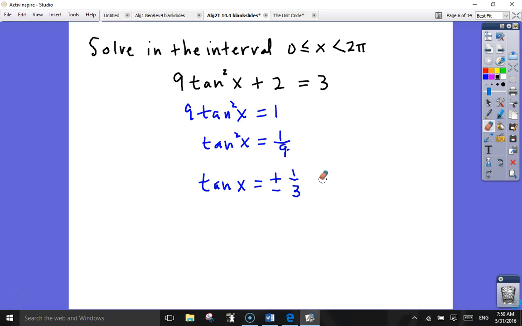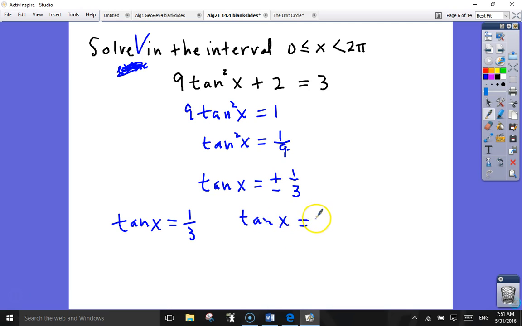So I don't think I said exactly, but I should have said exactly on here. Solve exactly. Or actually, this one, no. No, this is not a solve exactly. I just cross it out. Okay, so that means either tan x equals 1/3 or tan x equals negative 1/3.